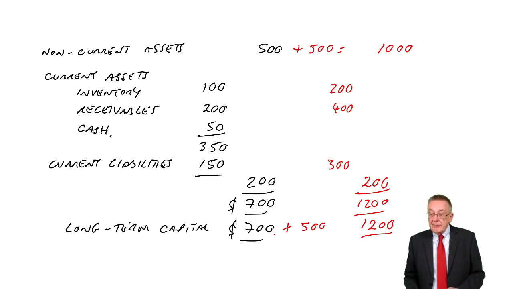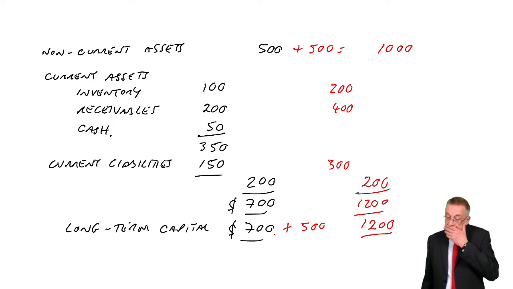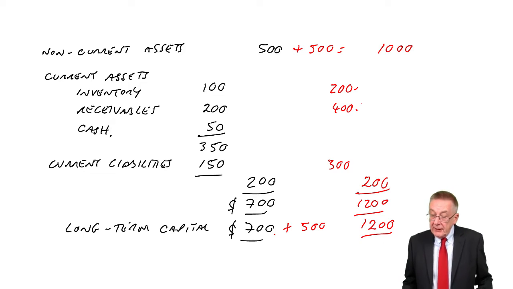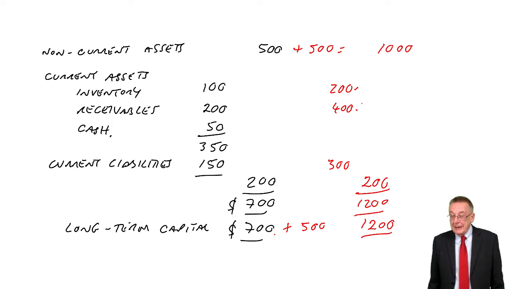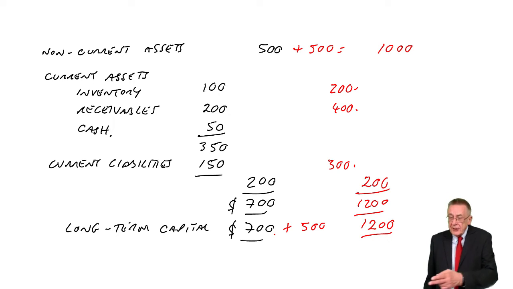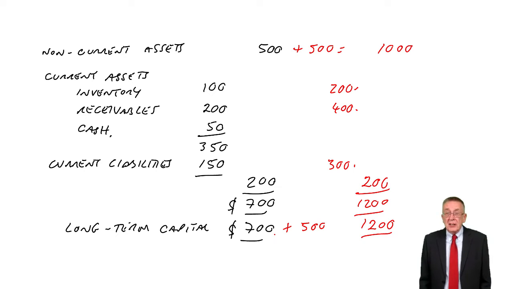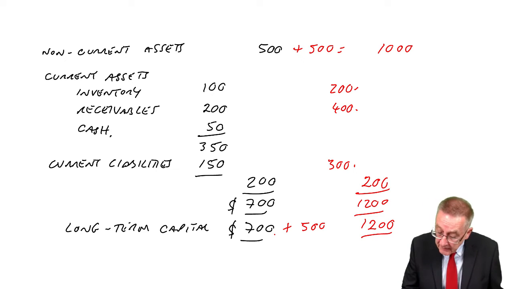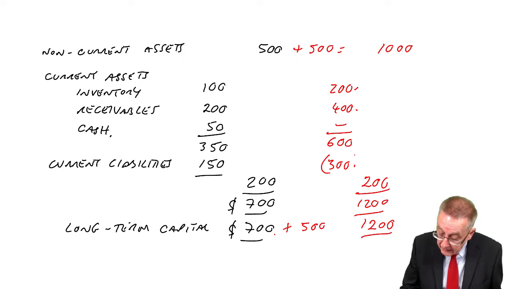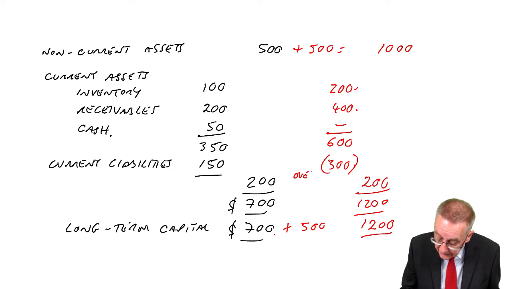But we've now got a problem. So far, current assets are 600. Payables 300. That leaves a net 300, and yet there's only 200 available to finance our working capital. How's it going to work? What's going to happen, in fact, is there'll be no cash, and we're going to be forced into a bank overdraft.